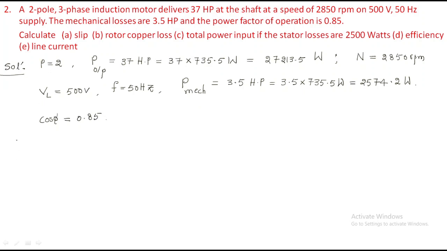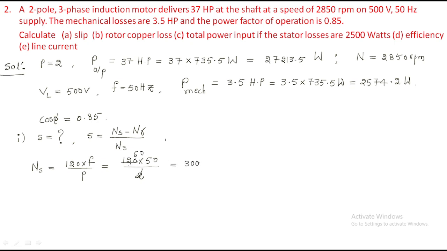And the first question is to find out the slip value. Generally the slip value formula is (ns minus nr) by ns. So what is ns? ns is the formula 120 f by p. Here f is 50, number of poles is 2, then 120 times 50 divided by 2, we will get 3000 rpm.